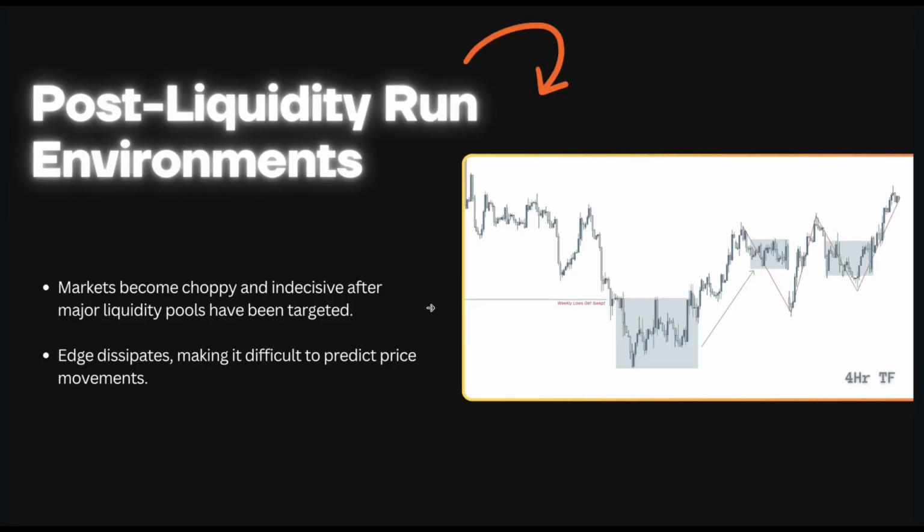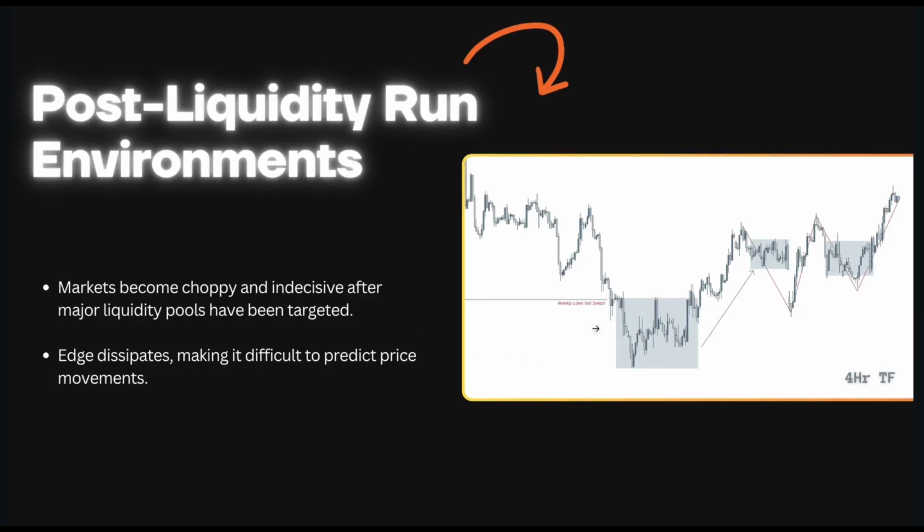Alright, so now let's talk about post-liquidity run environments. After big liquidity sweeps, the market often chops sideways. That edge you had before, gone. Forcing trades after liquidity runs is one of the fastest ways to bleed out your account. Why? What usually happens? Well, markets become choppy and indecisive after major liquidity pools have been targeted, specifically the liquidity pools on higher time frames.